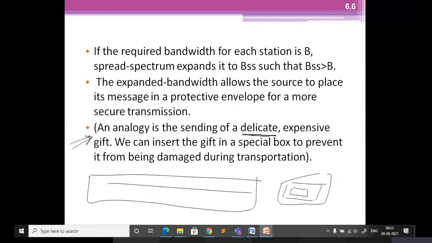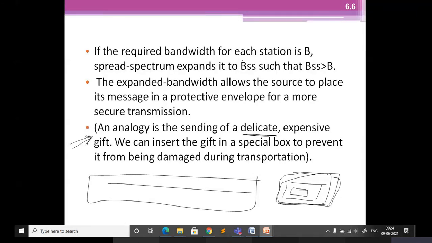Similarly, whenever you want to send data, you are going to add some redundancy so that the attacker cannot access the data. If it is protected to some level, we can ensure that the data is protected when it is transmitting through the media.